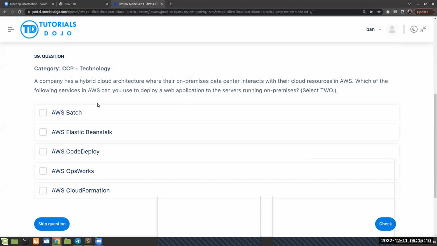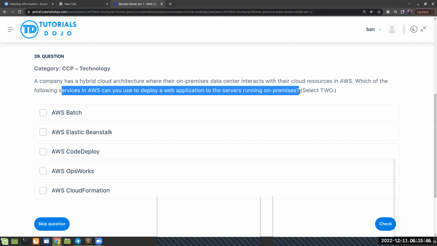Next one is Ogwada. A company has a hybrid cloud architecture where their on-premise data center interacts with their cloud resources in AWS. Which of the following services in AWS can you use to deploy a web application to the servers running on premises? The key is a service in AWS that you can use to deploy to servers running on premises. Which of these services also work on premises? Select two.